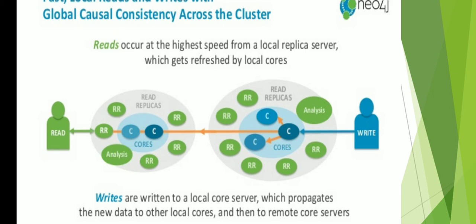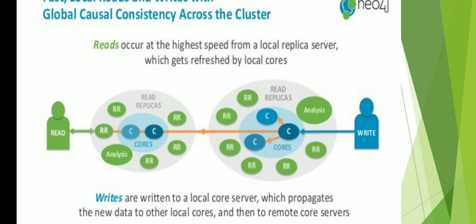So whenever a write propagates, it will be written to that local core server first. So that first C, and after that it will propagate the new data to other local cores. You can see that from that first C it is moving to the other two Cs. Those are called new local cores. So first, whenever data is written, it will move to the local core server. Once it has been written, that will be moved to other local cores, and then to the remote core servers.